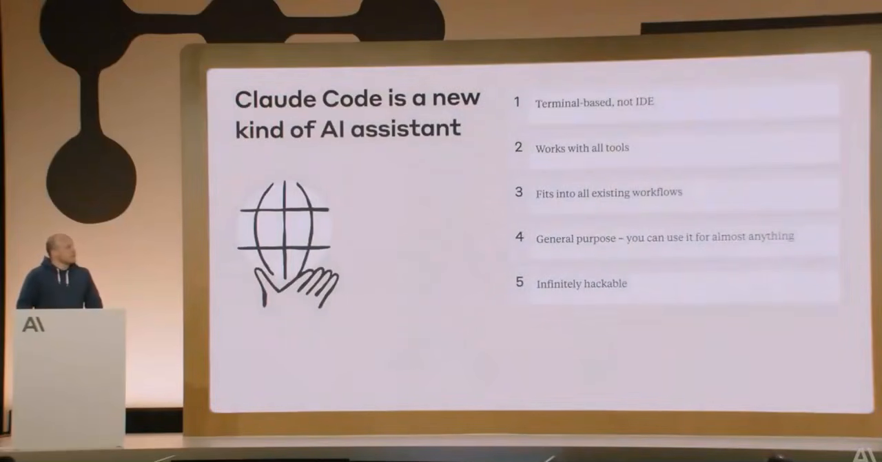So what is Claude Code? Claude Code is a new kind of AI assistant, and there's been different generations of AI assistants for coding. Most of them have been about completing a line at a time, completing a few lines of code at a time. Claude Code is not for that. It's fully agentic. So it's meant for building features, for writing entire functions, entire files, fixing entire bugs at the same time.